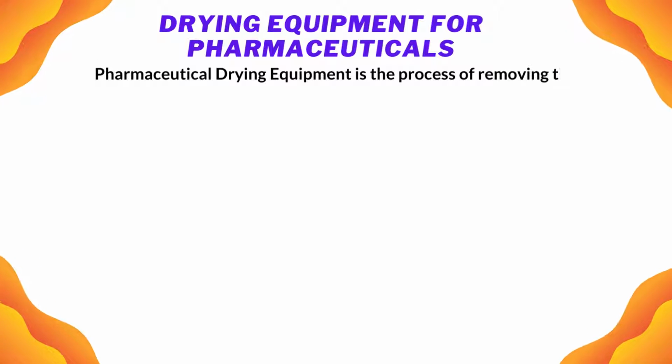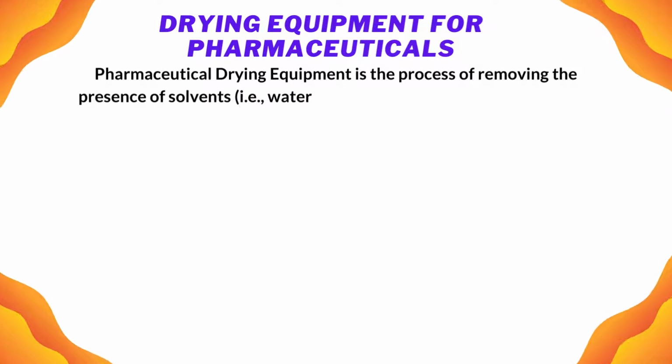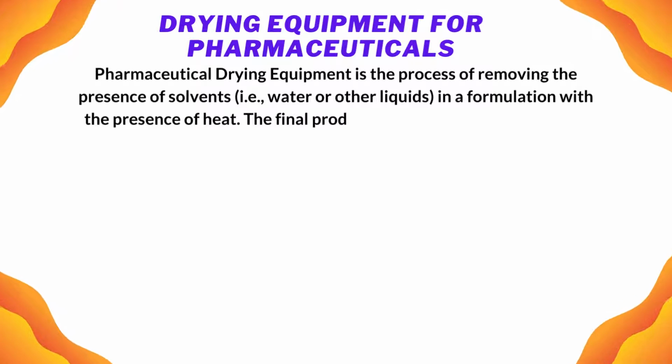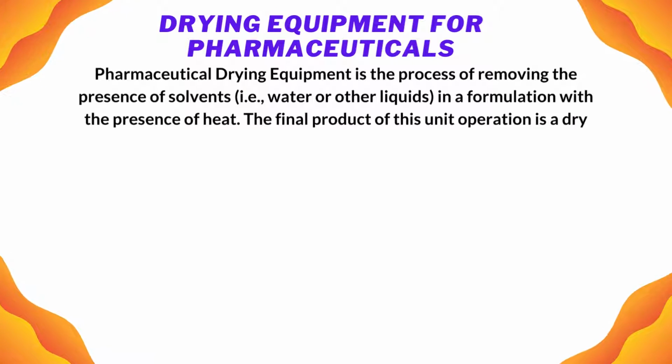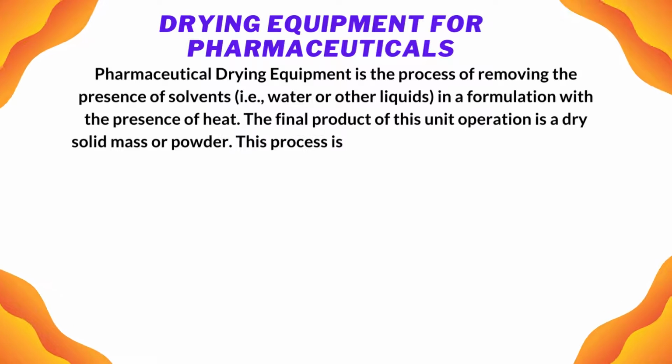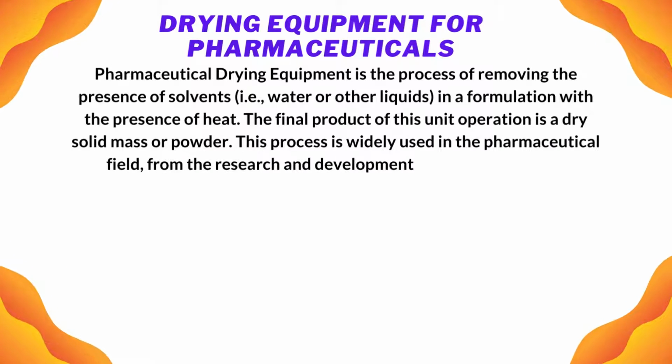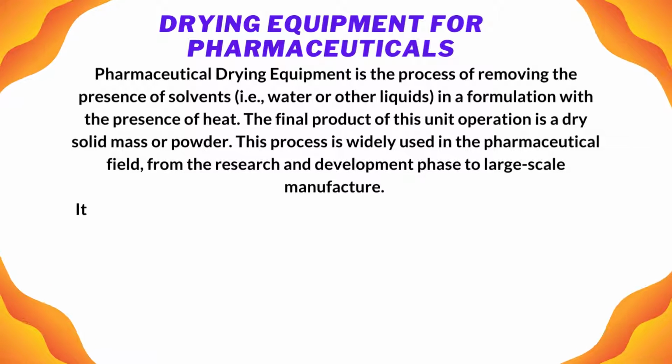Pharmaceutical drying equipment is the process of removing the presence of solvents, i.e., water or other liquids, in a formulation with the presence of heat. The final product of this unit operation is a dry solid mass or powder. This process is widely used in the pharmaceutical field, from the research and development phase to large-scale manufacture.